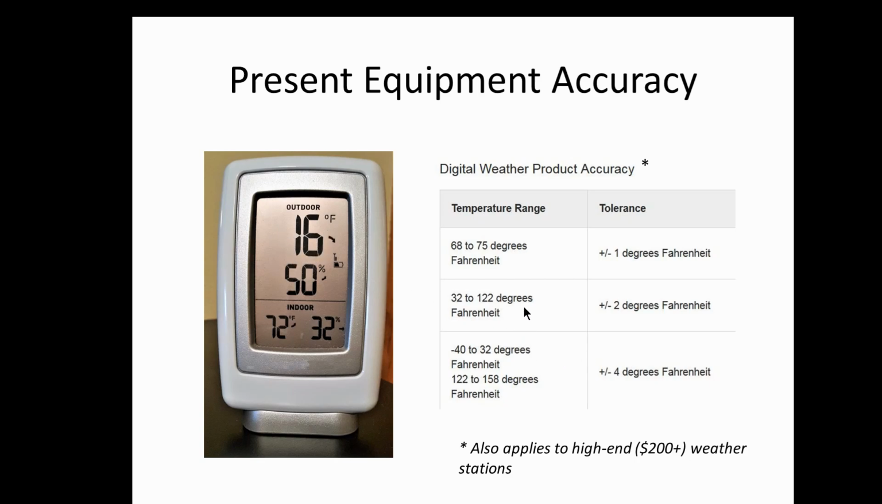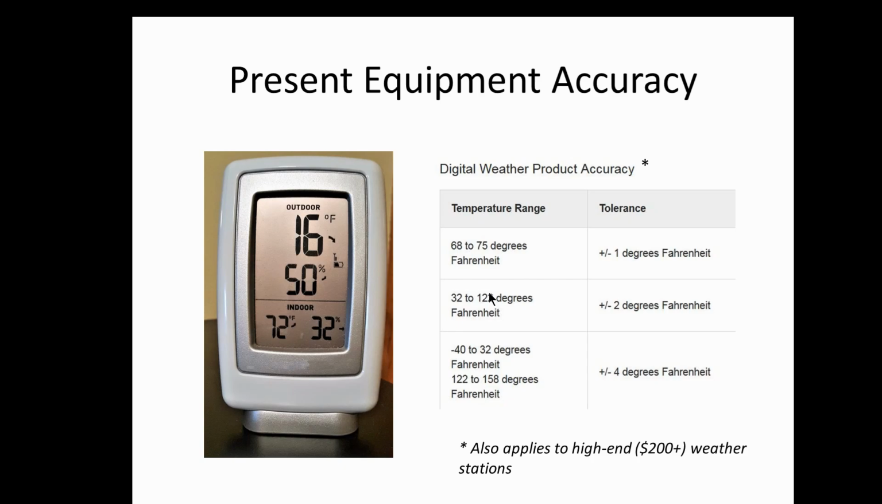not that accurate. Now, a little bit surprising to me was this same chart applies to their high-end $200 plus weather stations. So it seems like if you're going to buy something that's in the hundreds of dollars range, you're going to look at a plus or minus 1 or 2 degrees Fahrenheit accuracy. So that was a little bit surprising to me.